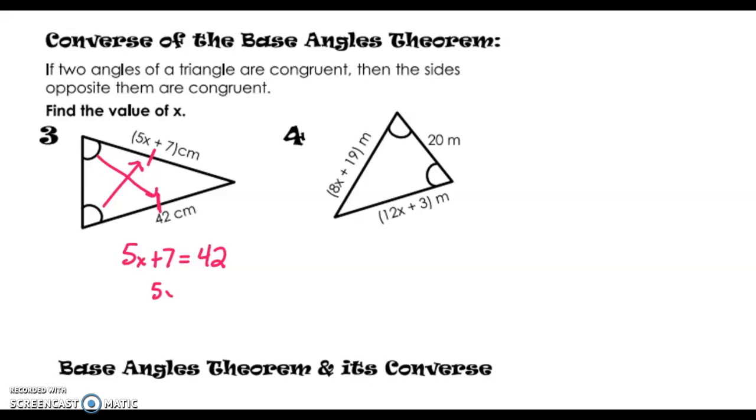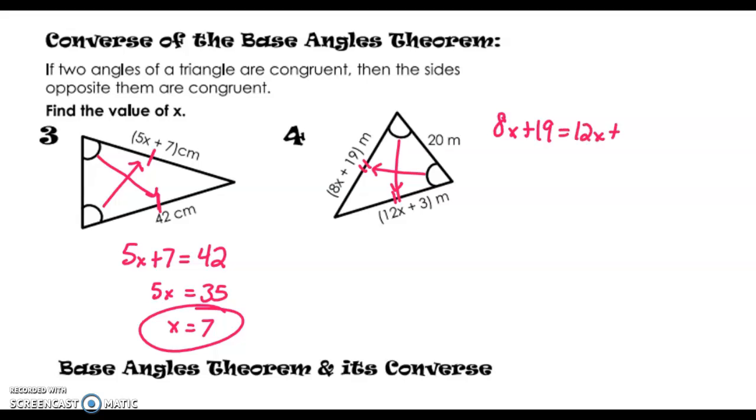So we subtract the 7, we get 35, we divide by 5, and you get x equals 7. Okay, so over here on example 4, this side is opposite of that angle, and this side's opposite of this one. If the two angles are congruent, then those two legs are congruent. So you can do 8x plus 19 equals 12x plus 3. So then once again, it turns into just a basic algebra problem where you solve for x.